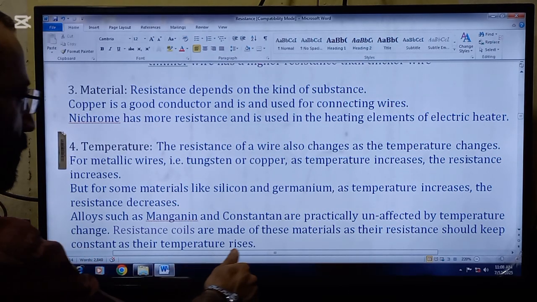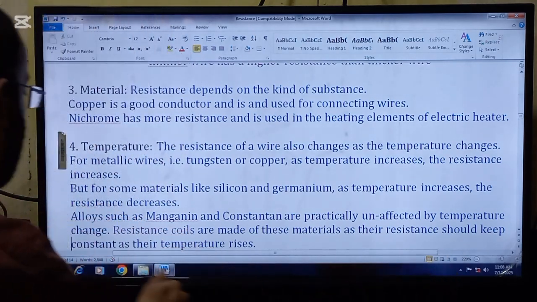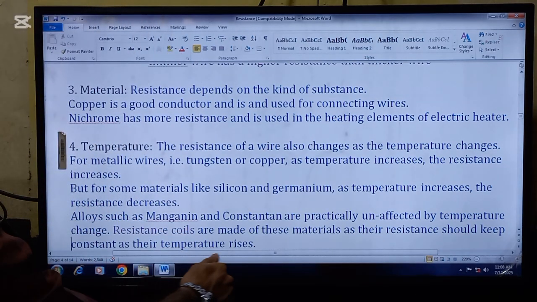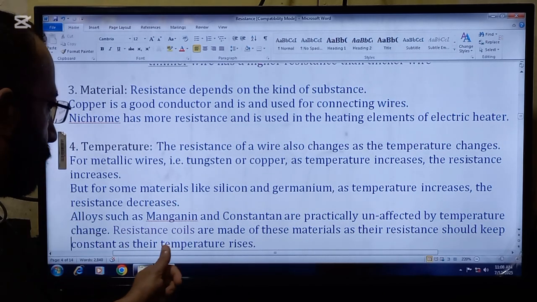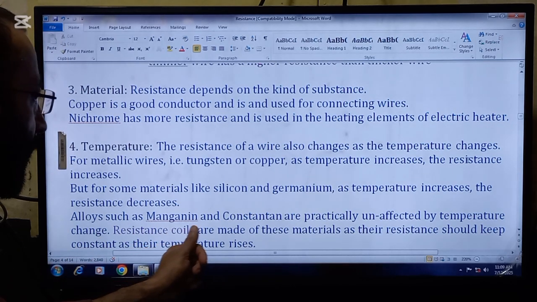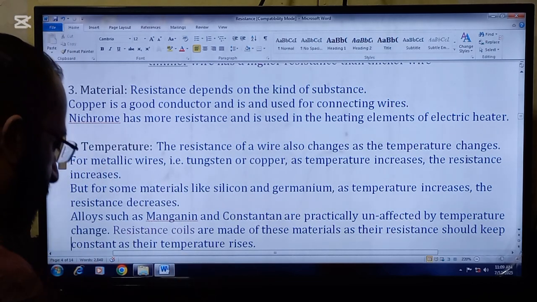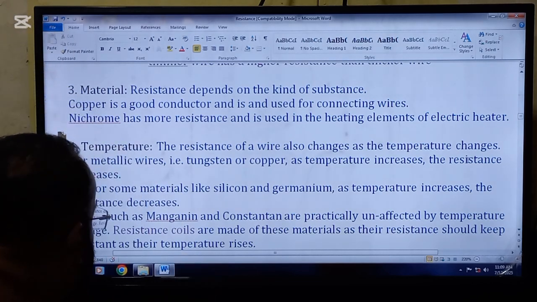Resistance coils are made of these materials as their resistance should stay constant as their temperature rises. So this is very important to understand and note that resistance coils are made of these materials. So alloys such as manganese and constantan normally form resistance coils.